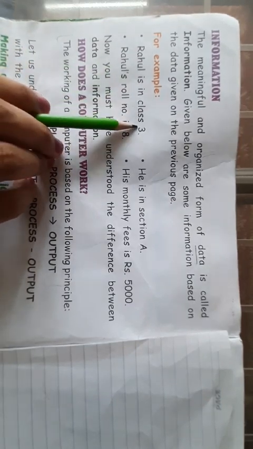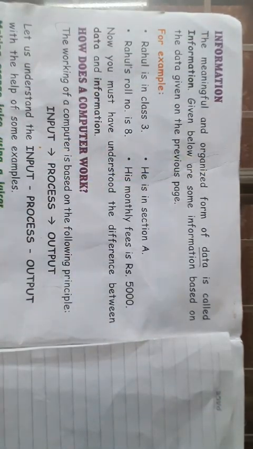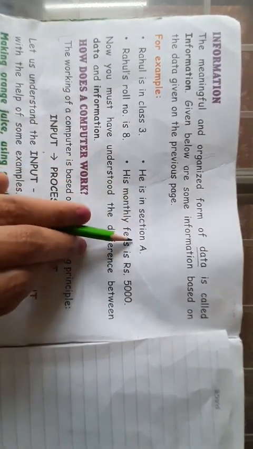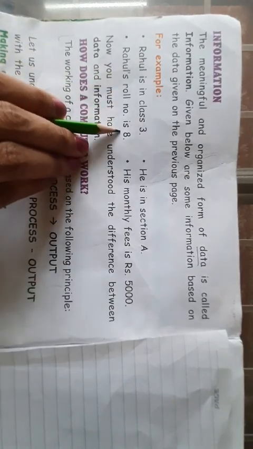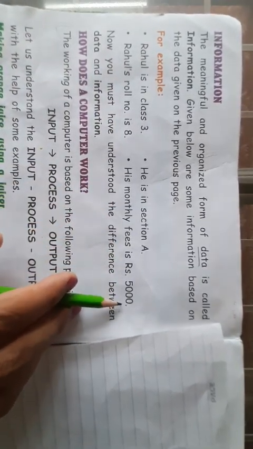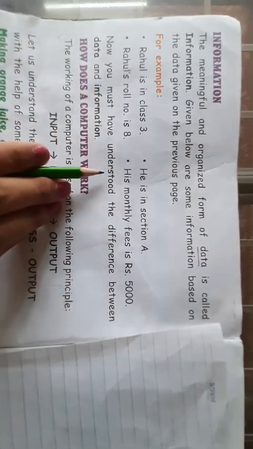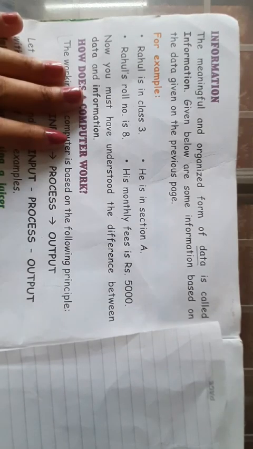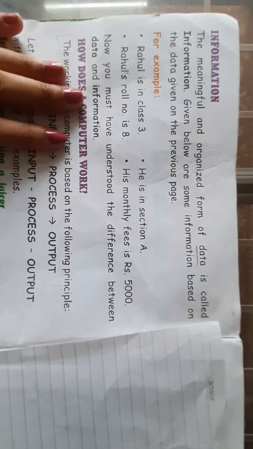Rahul is in class 3. Now we understand that there is a boy named Rahul who is in class 3. He is in section A. Rahul's roll number is 8. His monthly fees is 5,000. Now you must have understood the difference between data and information. I guess you now understand data and information.